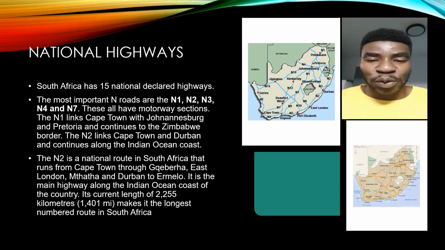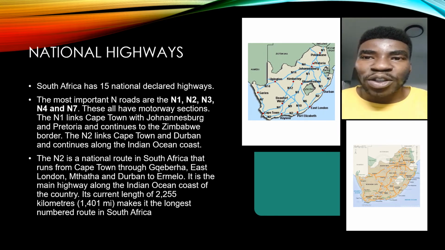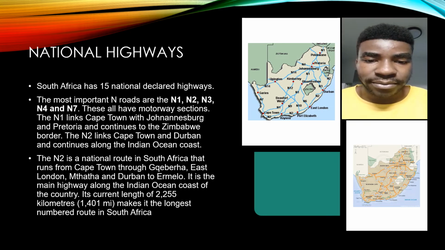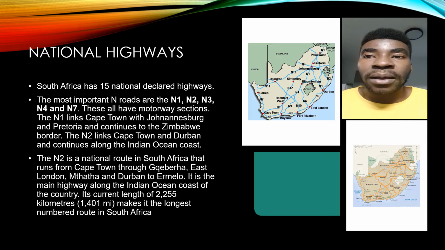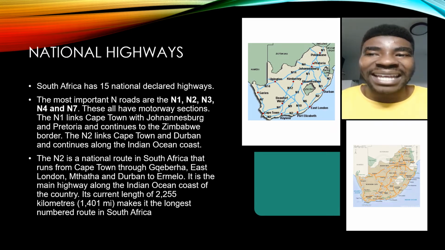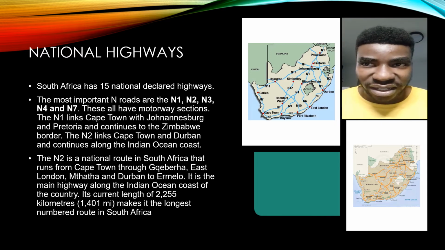All right, my dear students. Now we're going to look at other aspects, national highways. In other words, national roads as they are most known. So South Africa has 15 national declared highways. There might be more, but the most important national roads are the N1, the N2, the N3, the N4, and the N7. These all have motorway sections.